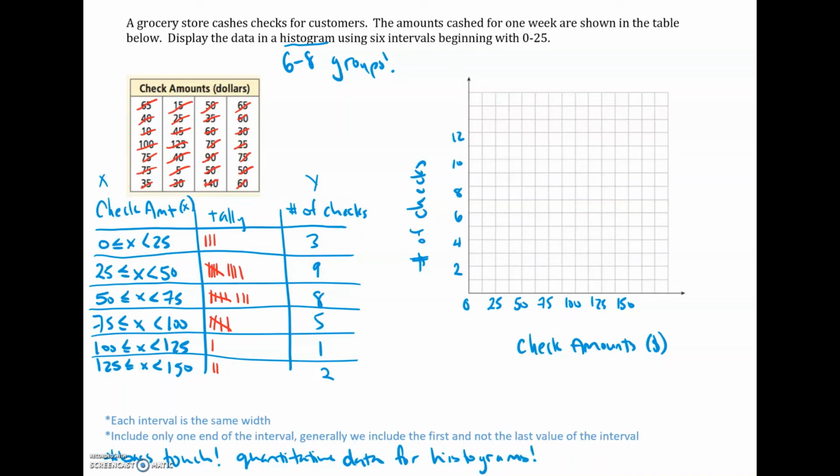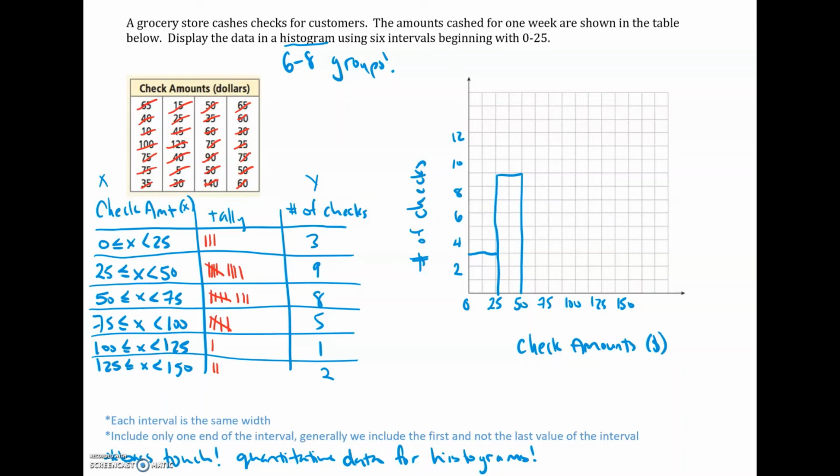Okay, so let's go ahead and draw in our bars. From 0 to 25, there's a total of 3. So I'm going to find 3 here, go across, there's 0 to 25, there's my first bar. Then from 25 to 50, there's 9. So I'm just going to bring that vertical line up to hit 9, and then go across and stop at 50. You can see all my bars are touching because we don't have gaps in our intervals, so we want them to be continuous.